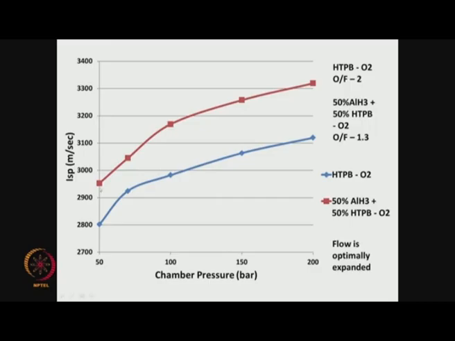Now, if you see here, with aluminum hydride being added at the expense of HTPB, we do tend to get a very good specific impulse, and this tends to increase with pressure. So, there is a difference of around 20 seconds in ISP between these two. So, adding aluminum hydride is a very good thing. It will help in increasing the ISP.